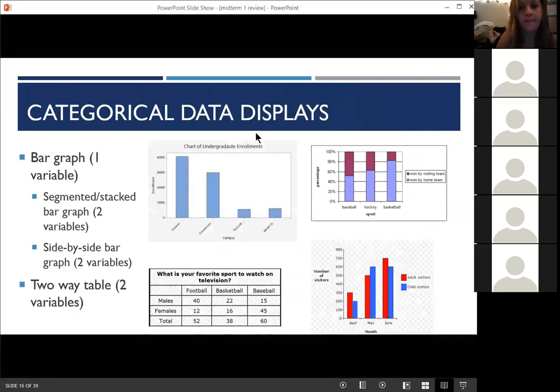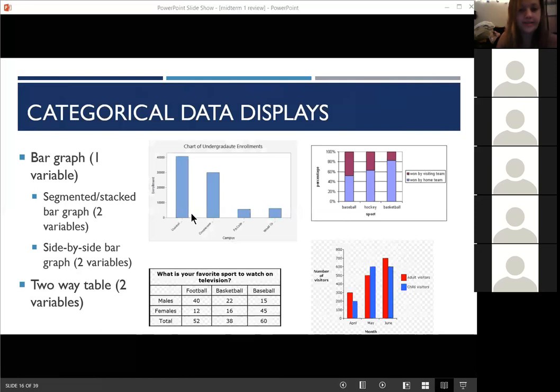All right. Okay, so now we're going to talk about categorical data displays. Everything we just talked about was quantitative. So this will be for categorical data. So remember, the type of data that is labels. So we have bar graphs and two-way tables. So the different bar graphs I have here are basically just if you're talking about one variable or two. So we have our one variable bar graph, which is bar graph, bar chart.